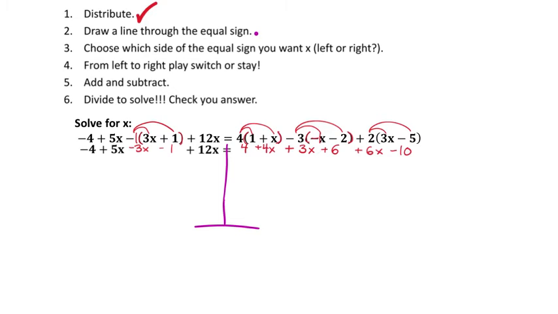So, did I draw a line through the equal sign? Yes, I did, so check mark. Choose which side of the equal sign you want the x's on, left or right. I choose left because most students prefer left. That means the numbers will go on the right. Okay, so I did that.